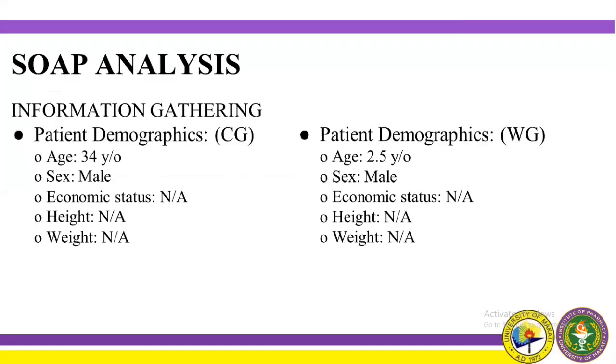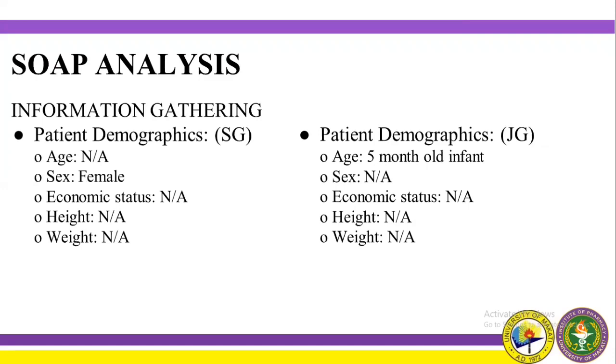So for our SOAP analysis, information gathering, patient demographics of CG: he is a 34-year-old male; economic status, height, and weight are not indicated. For patient WG: age 2.5 years old, male; economic status, weight, and height are not stated.